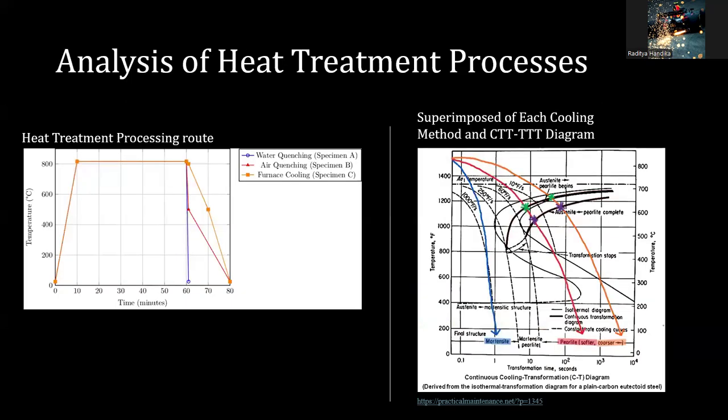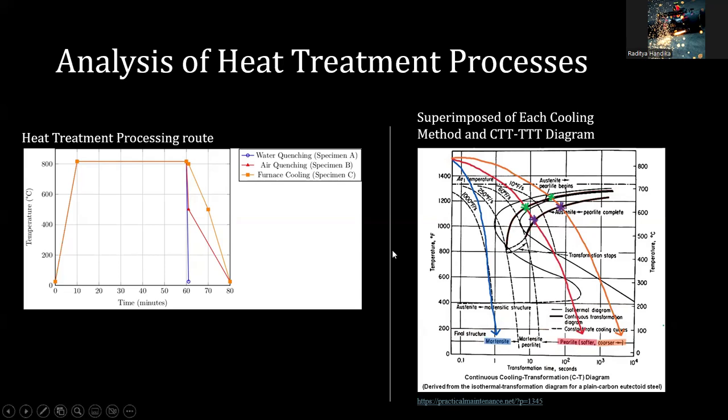The next one is about the analysis of heat treatment process. So the heat treatment process follows heating, holding, and cooling stages, beginning at the eutectoid temperature of around 860 degrees Celsius, and specimens are held to allow thermal equilibrium before quenching, air cooling, or annealing.